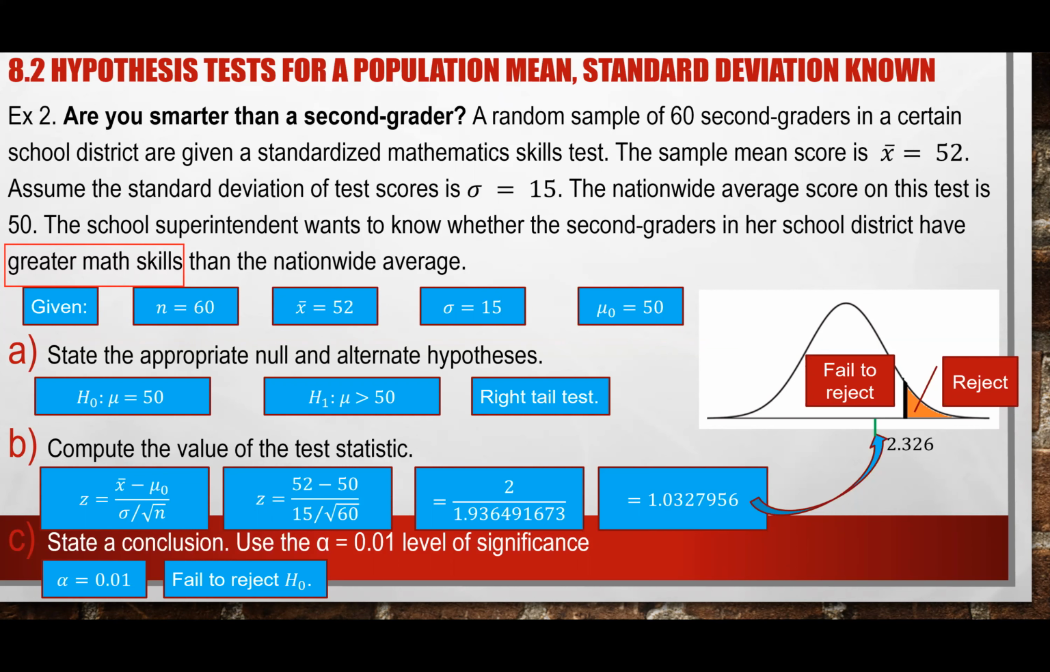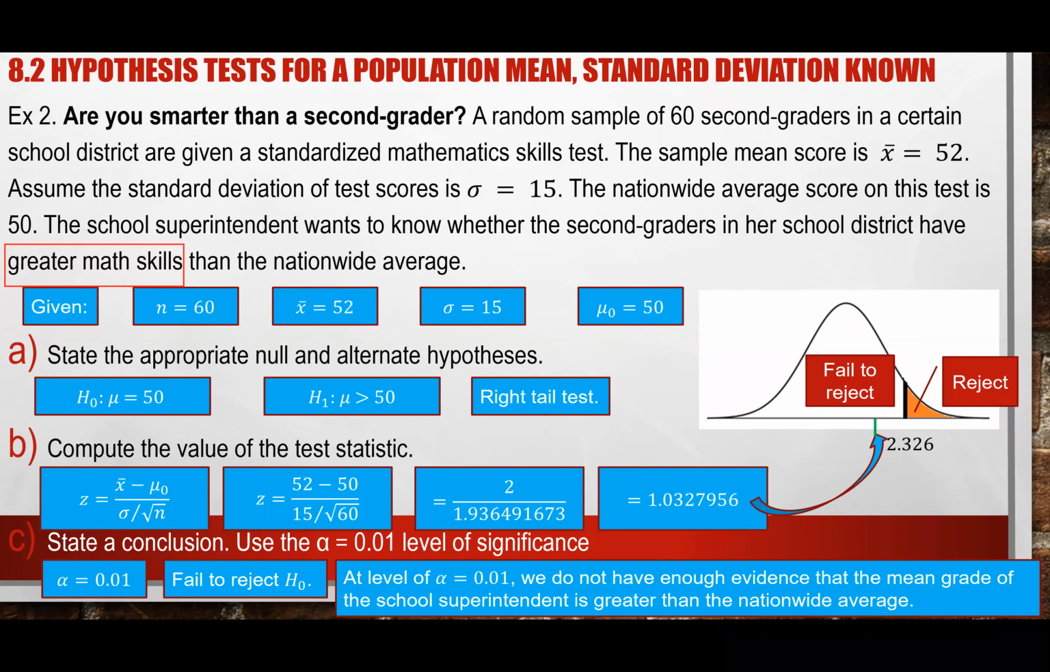And like I say, ladies and gentlemen, if you fail to reject, then this is your conclusion: at this level of significance, we do not have enough data or enough evidence that the mean grade of the school superintendent's district is greater than the nationwide average. Like I mentioned, you have only two options. If you reject, you have enough evidence to support whatever you try to support. If you fail to reject, then you say you don't have enough evidence. That's all.